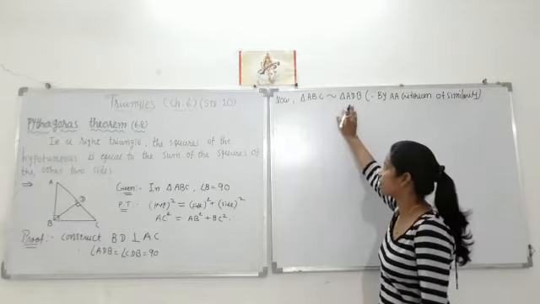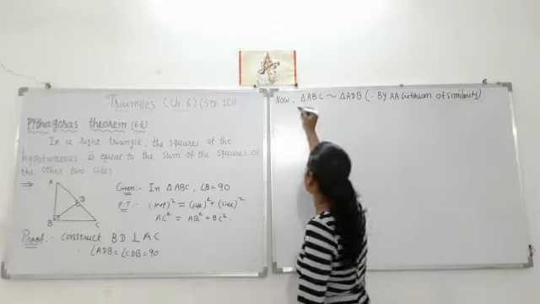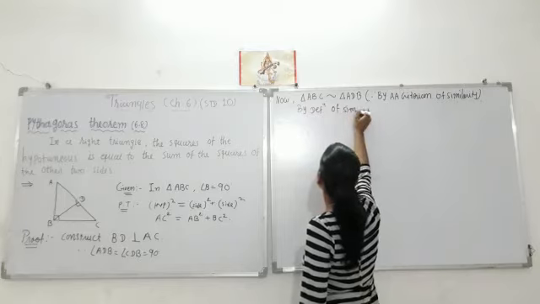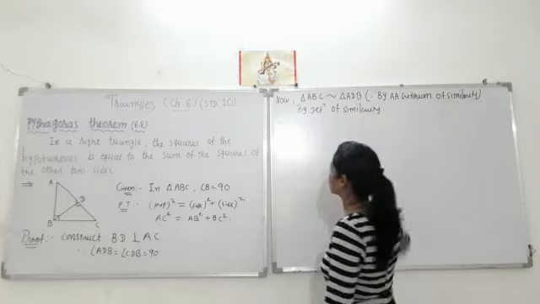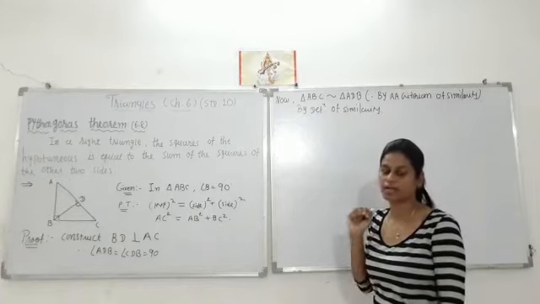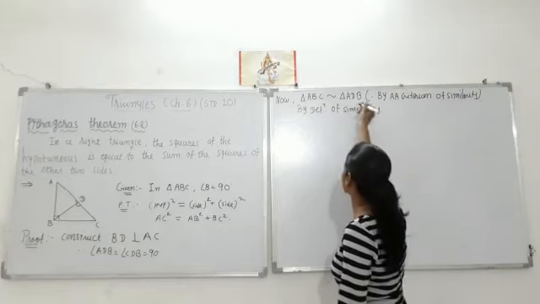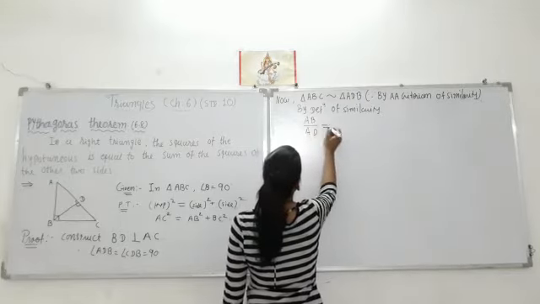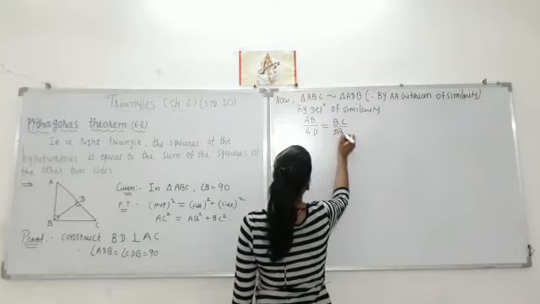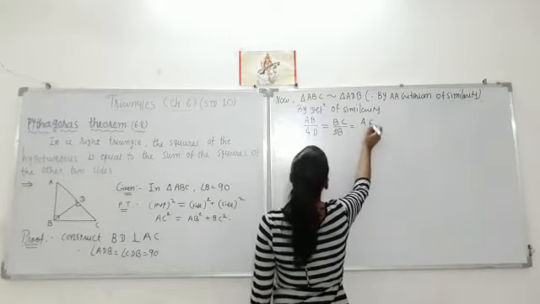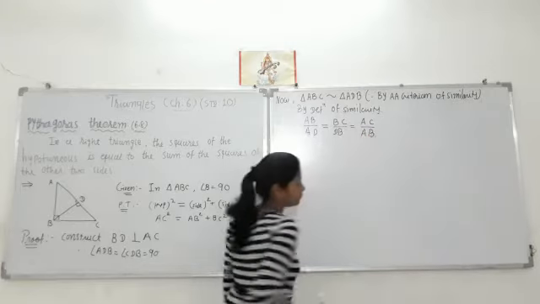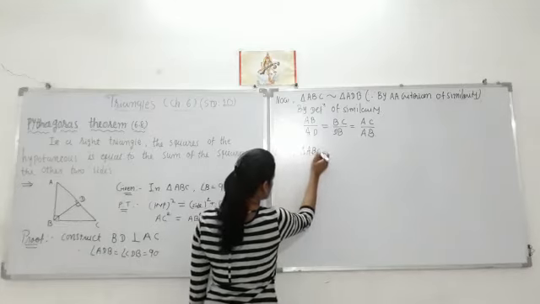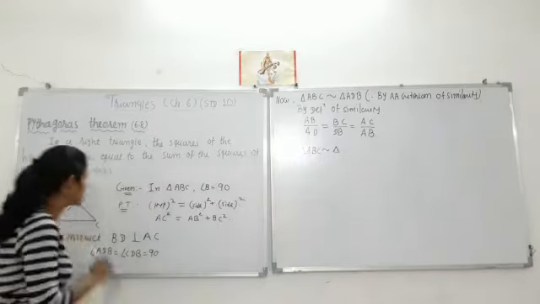Now these two triangles are similar, apply definition of similarity. So by definition of similarity, what happened? Corresponding angles are equal and corresponding sides ratios are equal. So AB upon AD is equal to BC upon BD, AC upon AB.